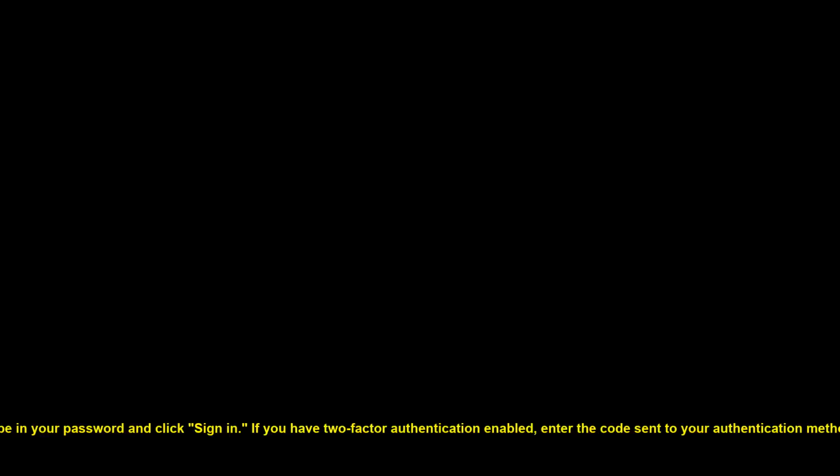If you have two-factor authentication enabled, enter the code sent to your authentication method. Once logged in, locate the workspace where you intend to use AI summaries. In the left sidebar, navigate to the channel where you want to set up the automation bot.